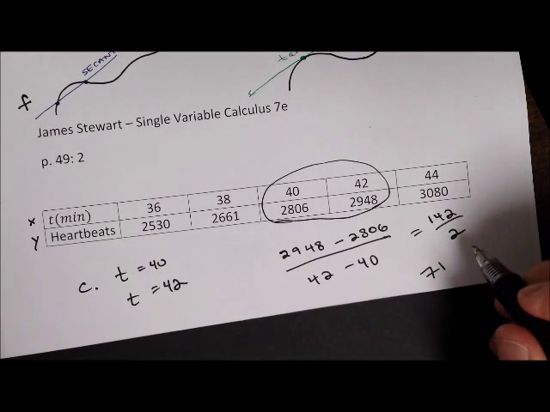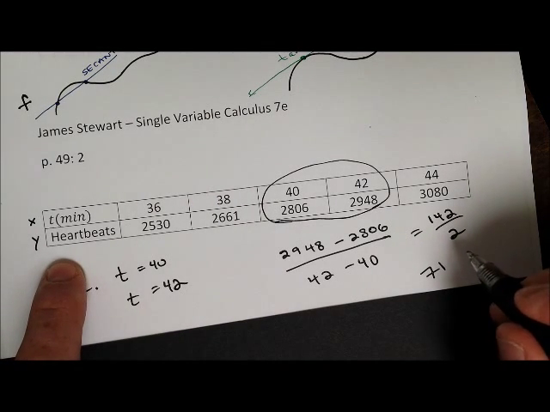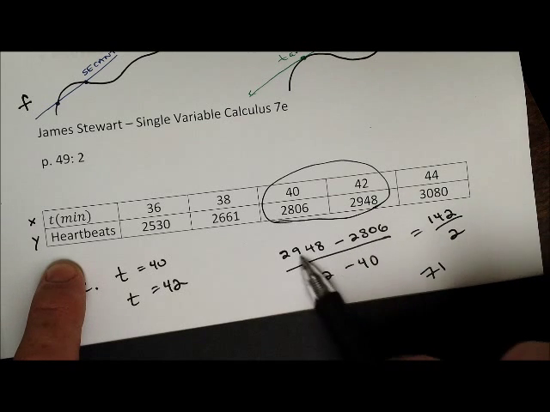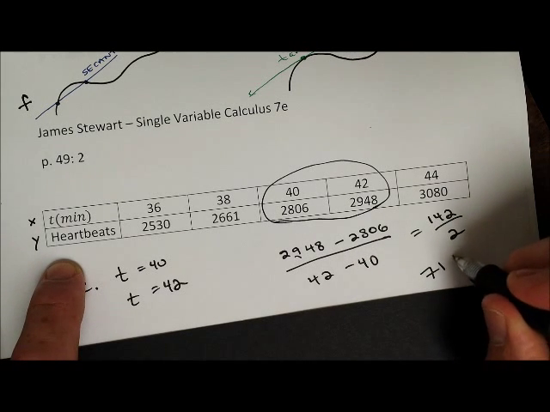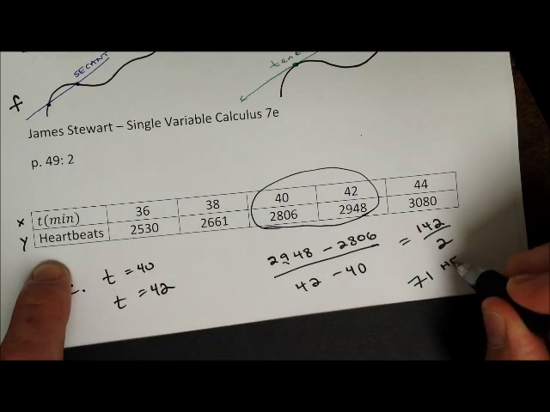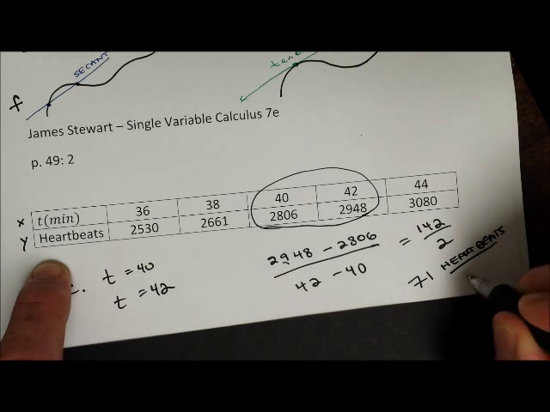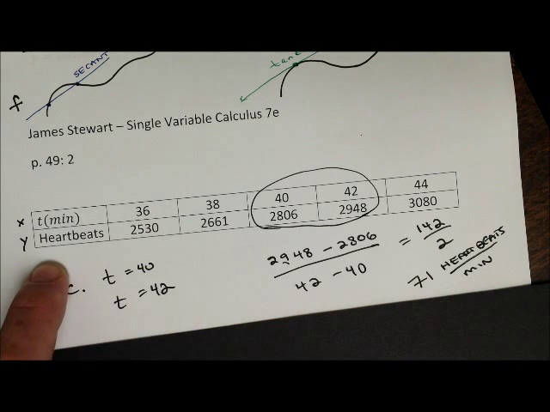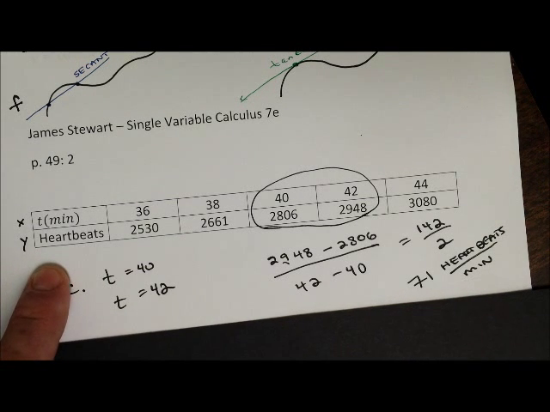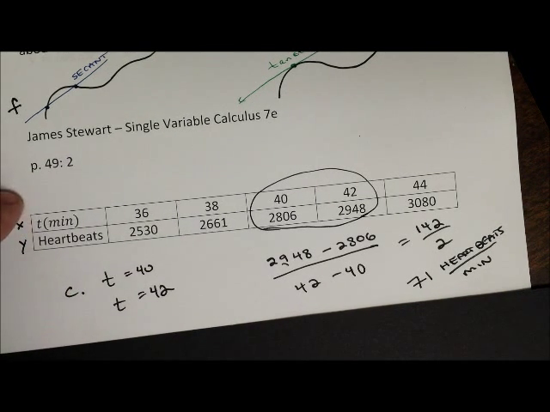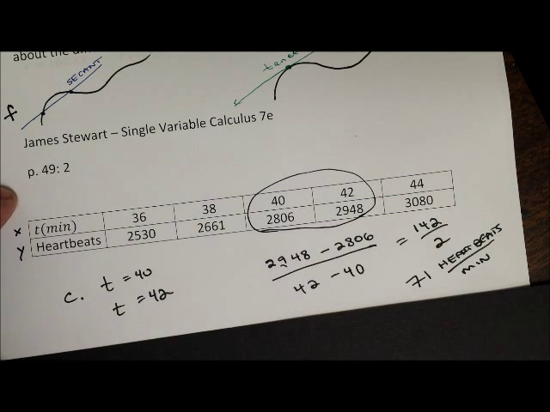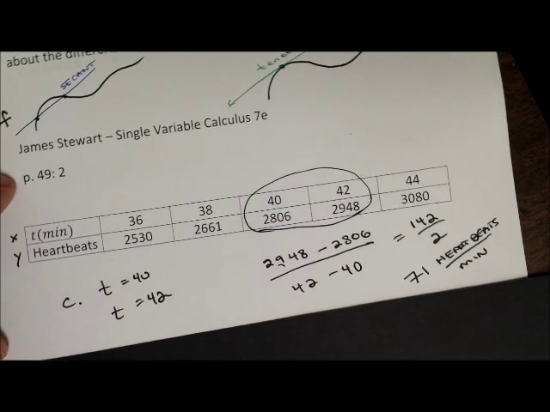Because units are in our problem, we're going to leave our answer with units. The y values are on top, so that's heartbeats per minute. So that secant line, which represents the average rate of change, has a slope of 71 heartbeats per minute.